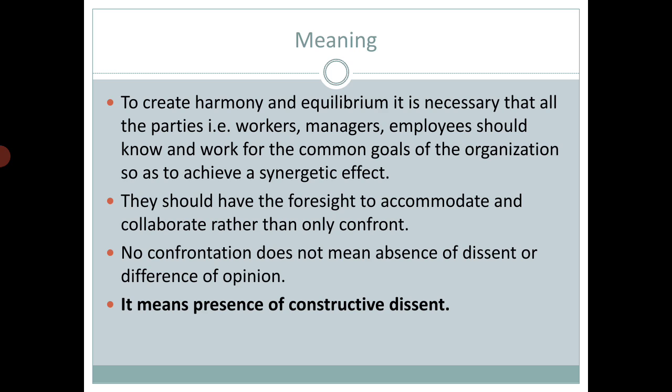Then, no confrontation does not mean absence of dissent or difference of opinion. It means that the employer's view of the organization and the employees' viewpoint should be joint ones, complementing ones, not supplementary or substitute or against. Whenever they are working together, they should consult each other, they should respect each other, and whenever they are finalizing decisions, the decision should be one which satisfies the individual goals of both employer as well as employee.